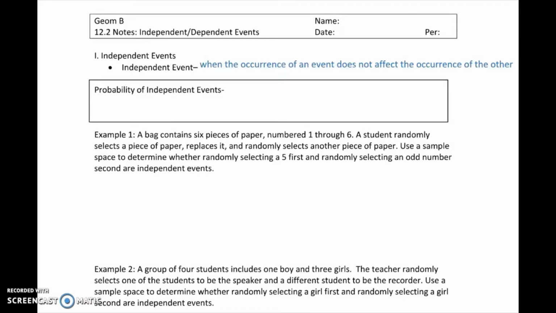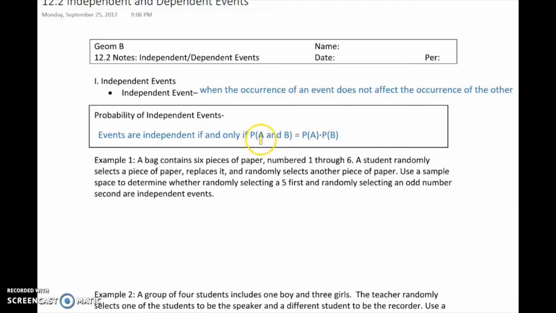So you're thinking about questions like, if you have a deck of 52 cards, does drawing a king on my first draw affect my chances of drawing a queen on my next draw? So we want to be able to tell if events are independent. To tell if events are independent, we're basically checking a product. The probability of two events A and B are independent if and only if the probability of A and B is equal to the separate probabilities multiplied together.